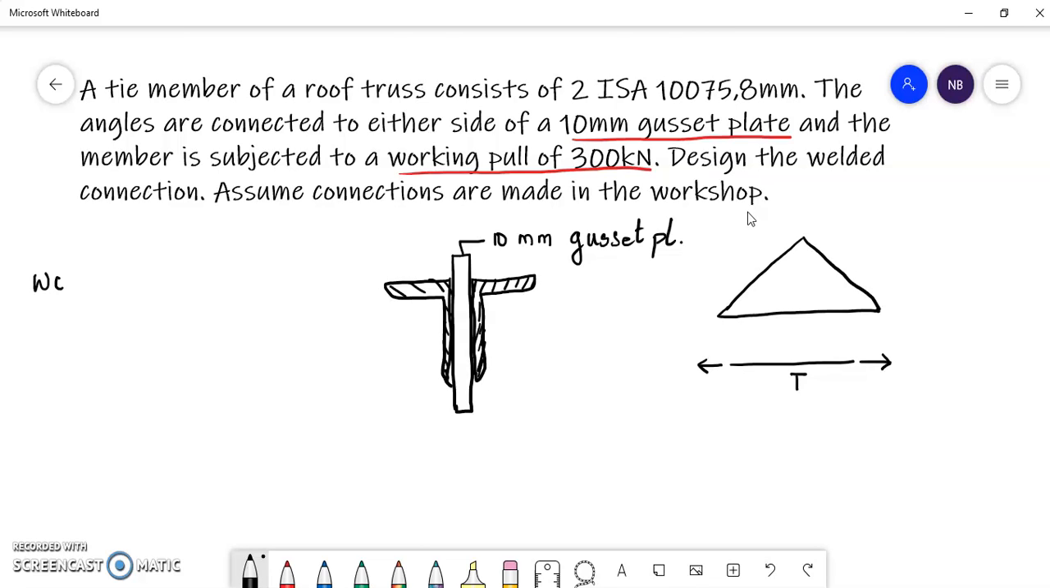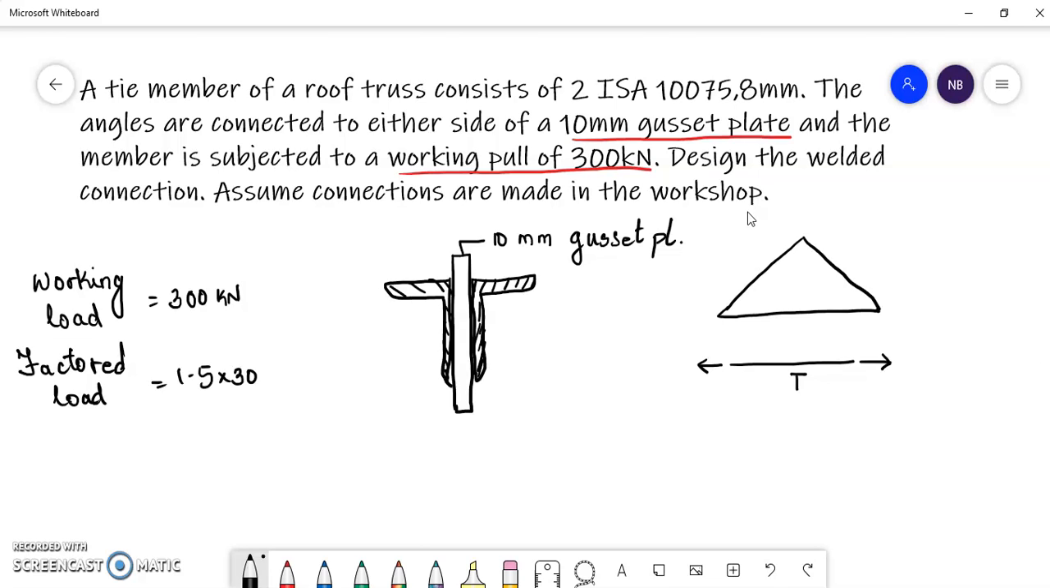Working load is given to us as 300 kilonewton, and the factored load will be 1.5 times the working load, which is 450 kilonewton. To find out the thickness of the weld, in this case we have to see two criteria.